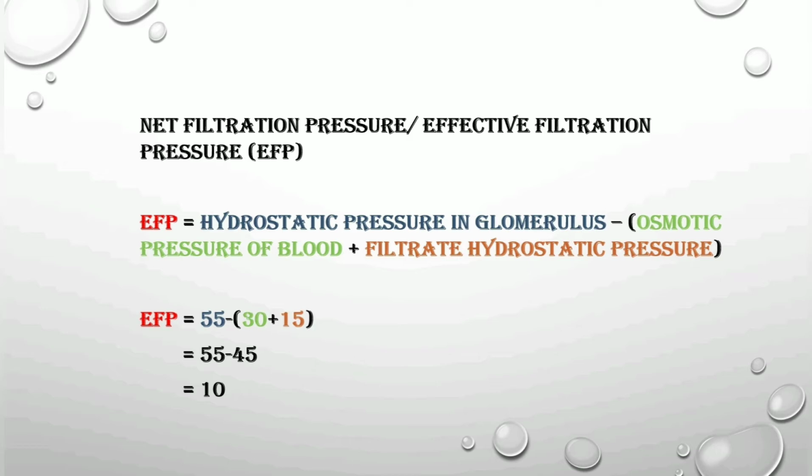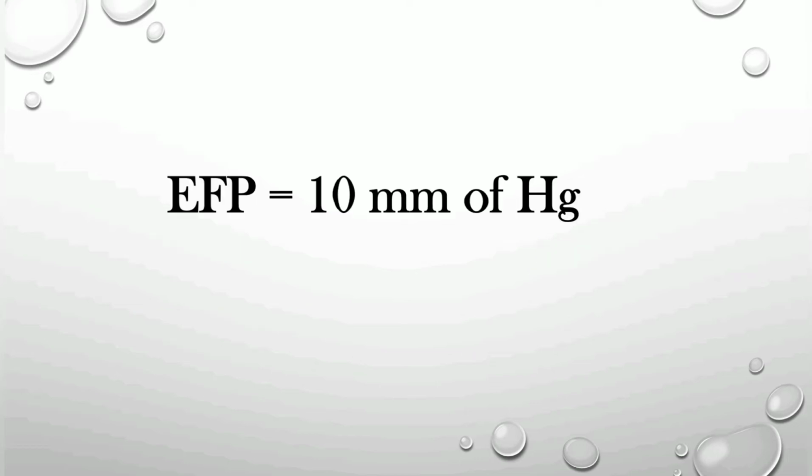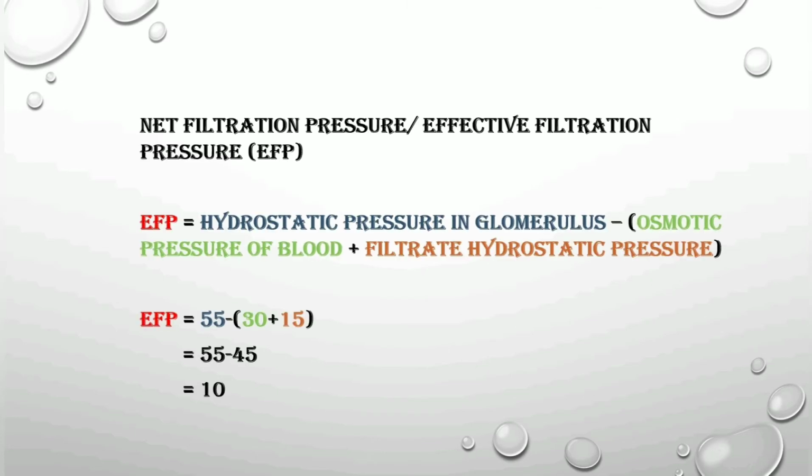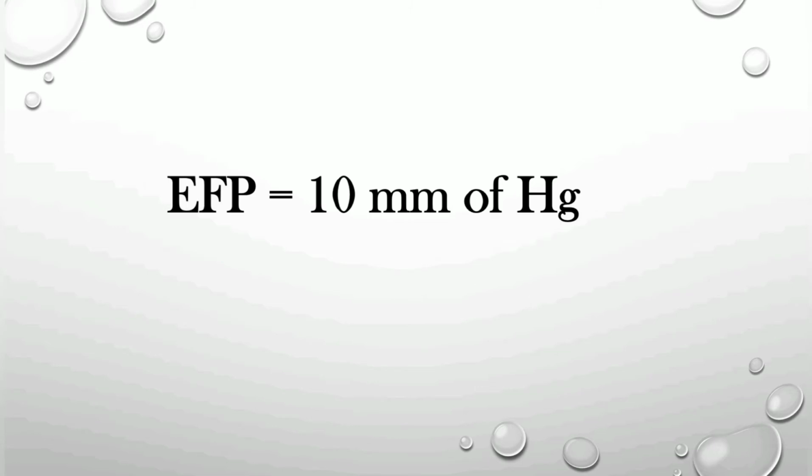So by adding all these in the formula, we can get the EFP. This EFP is 10 mm of mercury. You can see this, 55 minus 30 plus 15. So the answer here is 10 mm of mercury, which is EFP, that is effective filtration pressure.